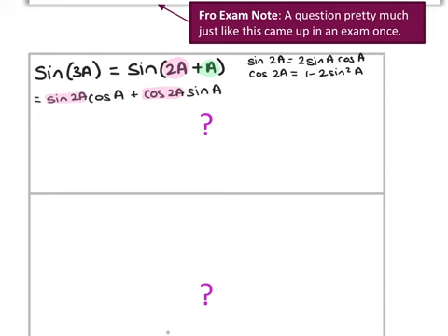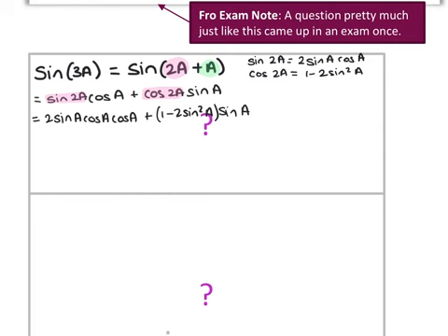So instead of writing sine of 2a, we're going to write 2 sine a cos a and then cos a, plus, and instead of writing cos of 2a, we're going to write 1 minus 2 sine squared a, and then we're going to have sine a.